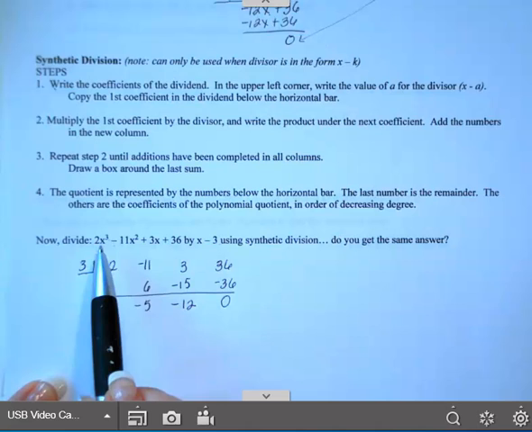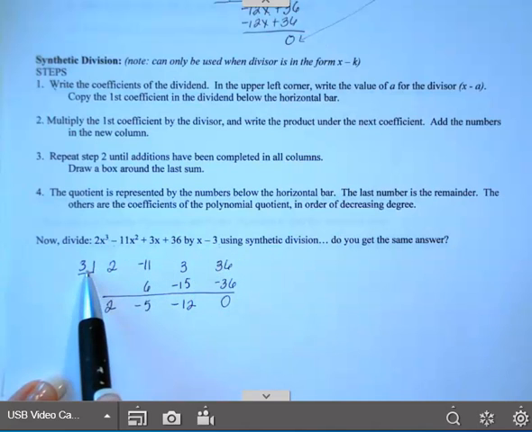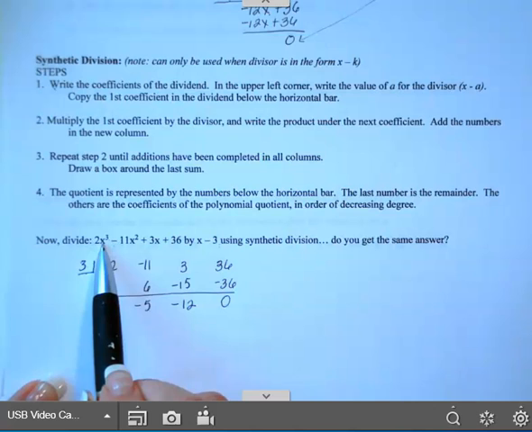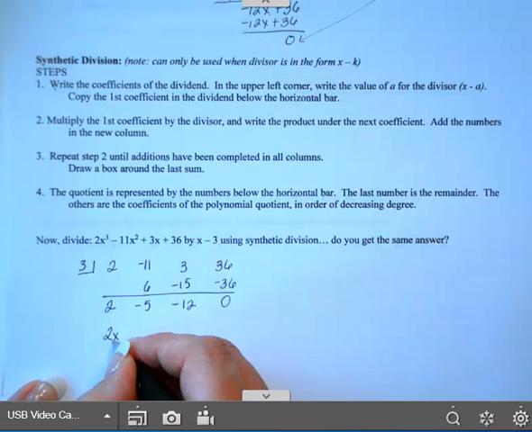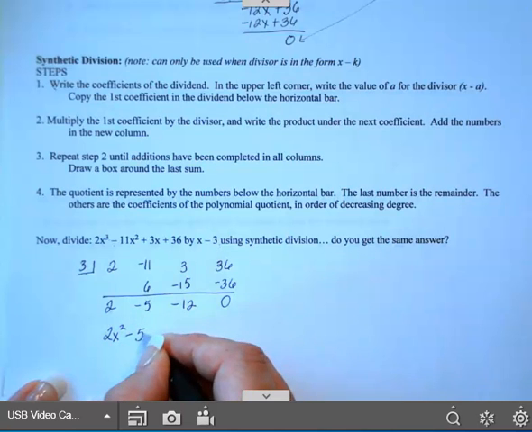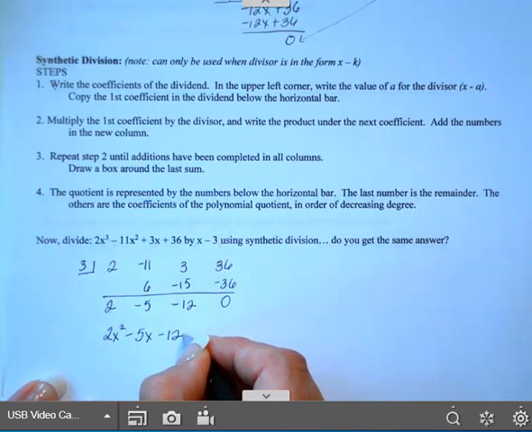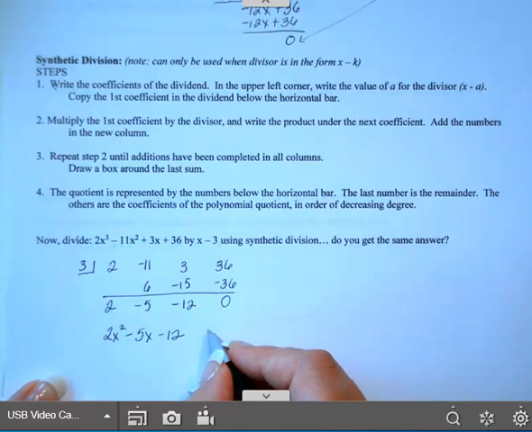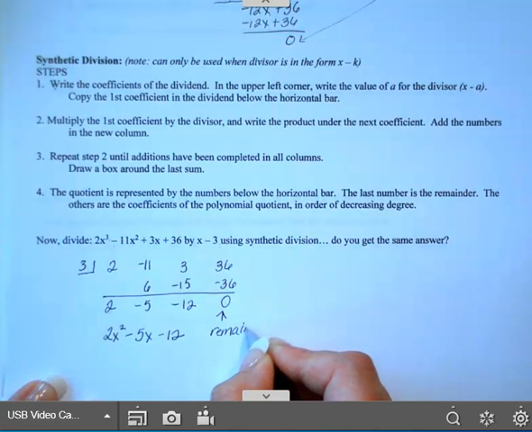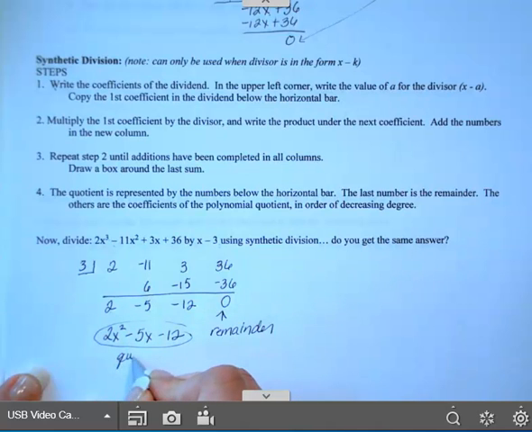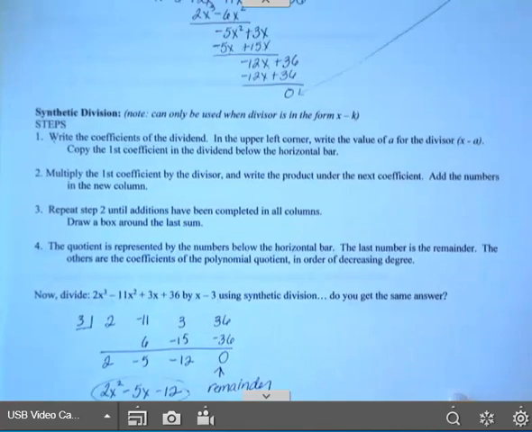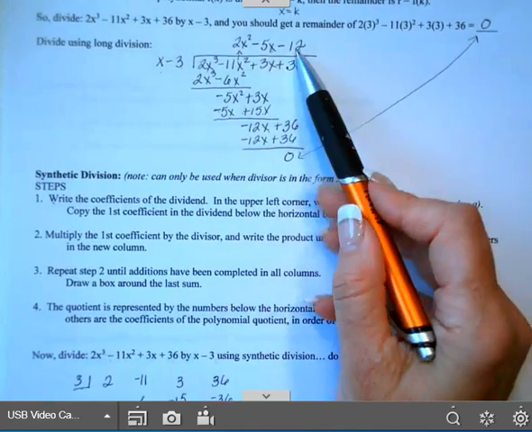When you divide this, you're dividing by a linear factor, so this is going to drop down a power. So it's now going to be x squared here. So this is 2x squared minus 5x minus 12. And then my remainder is 0. This is my remainder here. Notice I get the same quotient here that I did with the long division. So if you scoot your paper up, that's the same answer that I got for my quotient.